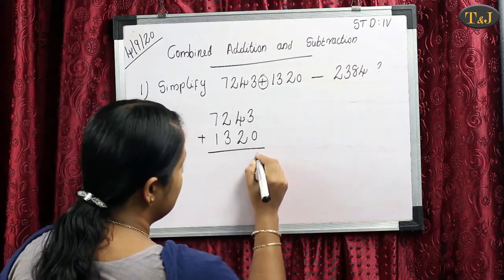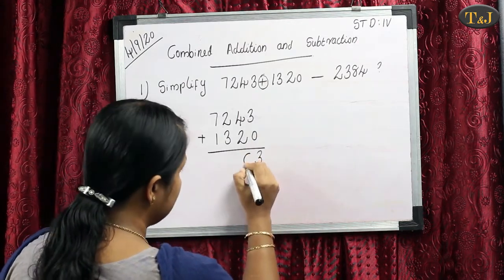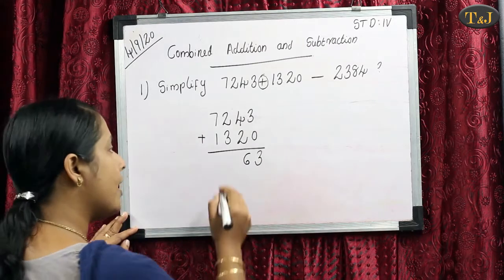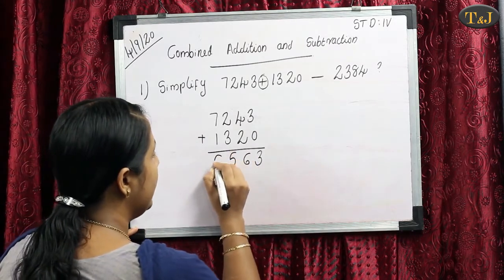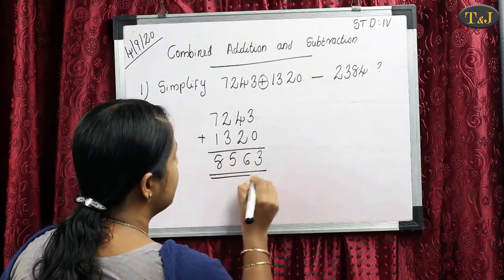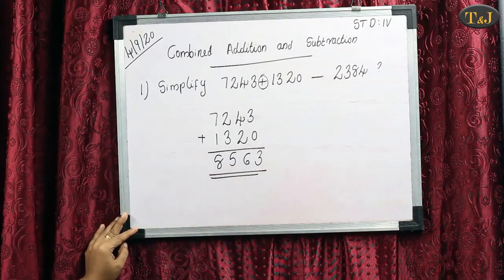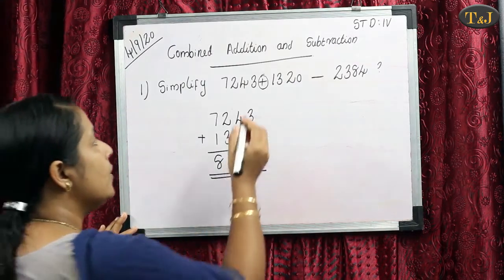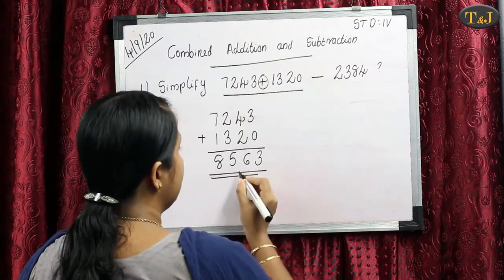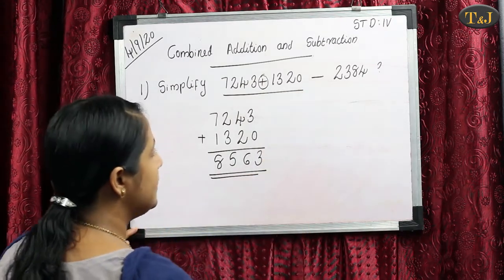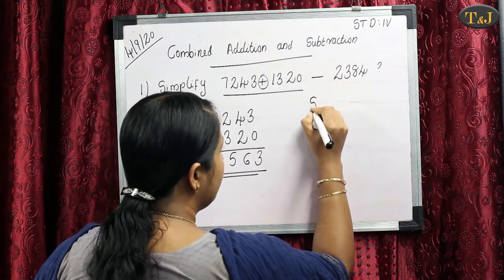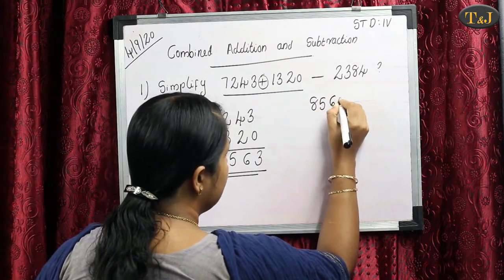3 plus 0 is 3. Then 4 plus 2 equals 6. 2 plus 3 equals 5. Then 7 plus 1 equals 8. So we get the answer as 8,563. So here we first write that answer.